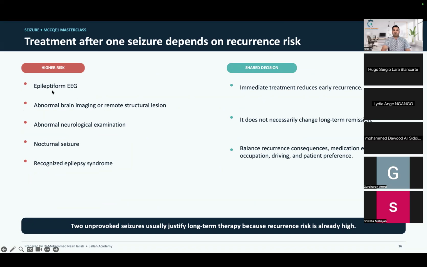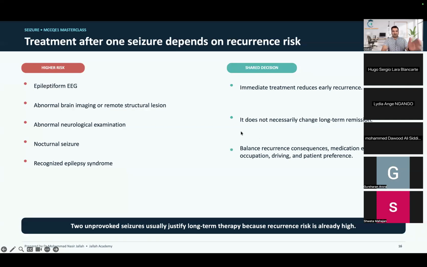Higher risk: epileptiform EEG, abnormal brain imaging or a remote structural lesion, abnormal neurological examination, nocturnal seizure. This is very important. High risk, very high risk. Recognize epilepsy syndrome. Shared decision, immediate treatment reduces early recurrence.